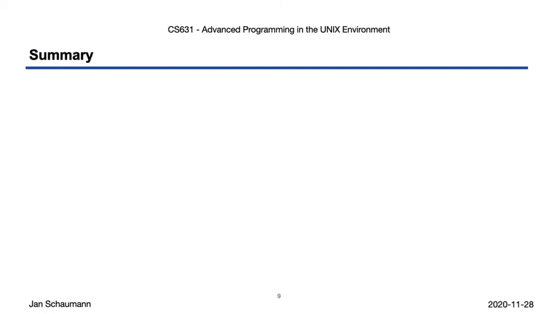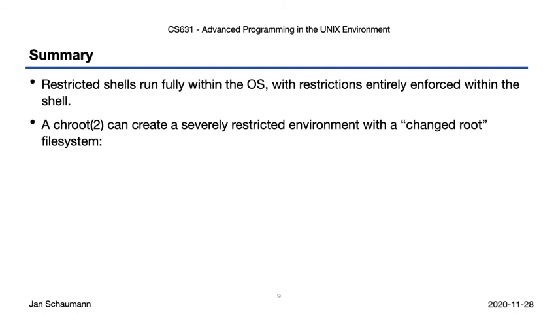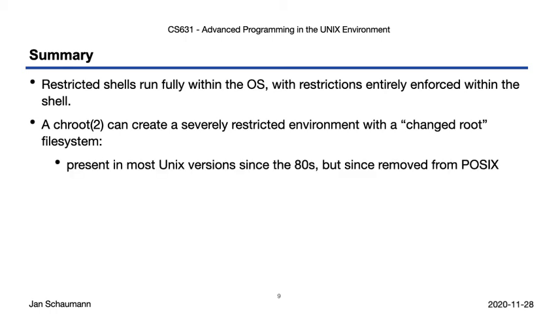Ok, let's summarize what we've covered in today's video. First, we talked about restricted shells, which allow you to severely restrict a user, but these restrictions are entirely enforced within the shell, not within the OS. Then we looked at the chroot system call to create a change root directory, a much more powerful way of restricting processes and allowing even processes with EUID 0 to not look outside of the environment to which we've confined them. This approach to containing processes has been around since the 80s, but is no longer part of POSIX.